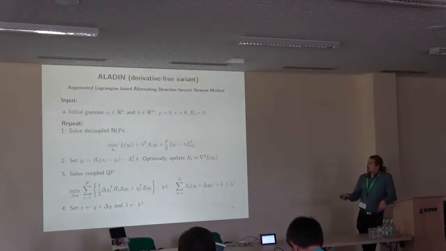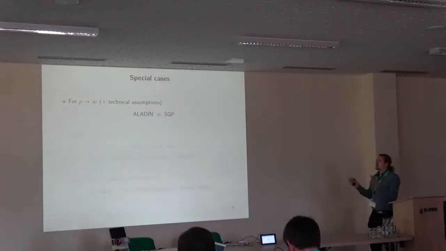And then, well, this other step here is we are solving this QP. So we are evaluating the gradient and we are evaluating the Hessian. And then we solve a QP and we run this in a circle. So that's an SQP method, actually. Yeah? So for rho to infinity, under some mild technical assumptions, it's equivalent to SQP.